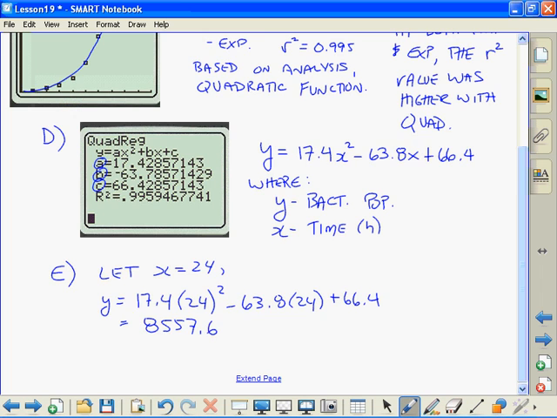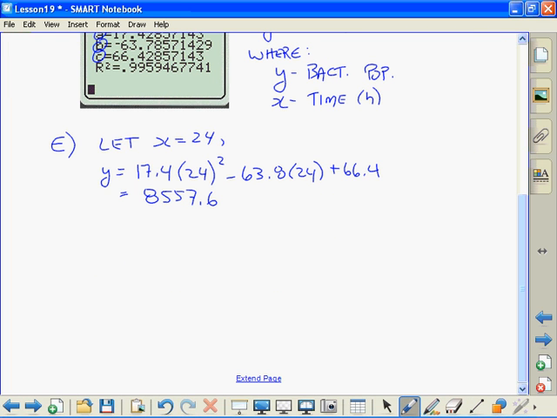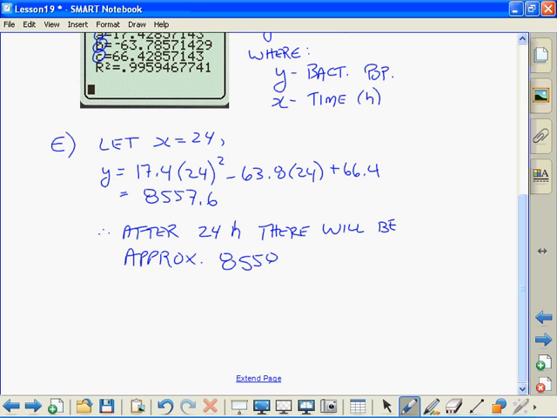Now, please don't be the person that leaves 0.6 of a bacteria out there. Round it. So therefore, after 24 hours, there will be, and it's key here to put approximately. Why do we use the word approximately in our statement? Well, we just created a line of best fit, not the line that it will follow. So it's an approximation. It's always an approximation. So it'll be approximately 8,558 bacteria. All right, so keep that in mind.